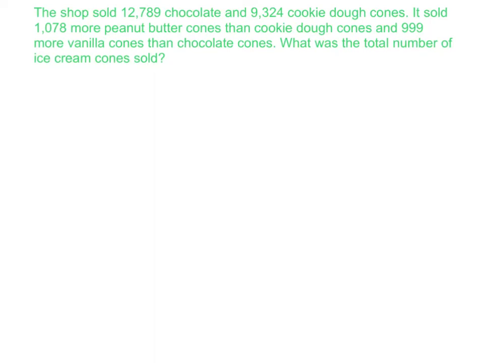Okay, when I look at this problem, I see that we are keeping track of chocolate cones. I think chocolate cones and cookie dough cones and peanut butter.